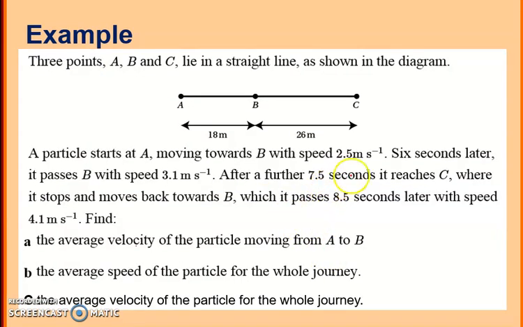So we've got this question here. We've got 3 points A, B and C. And it says it starts at A, moving towards B, and it's got a speed here, it says, of 2.5. So this is the speeds.